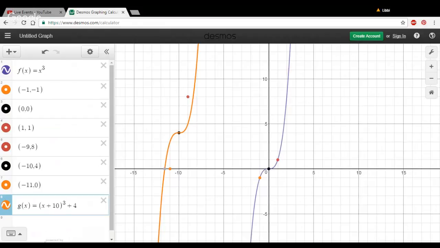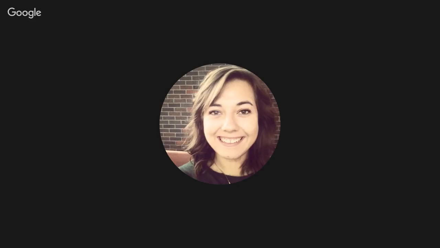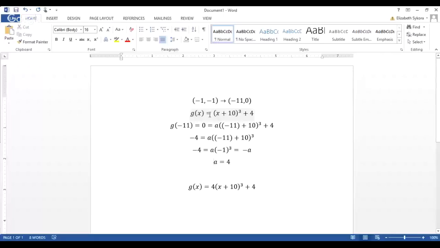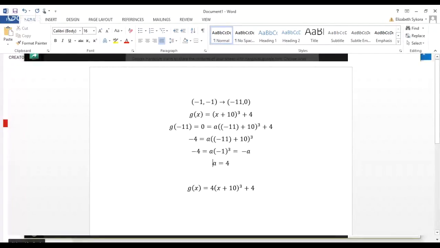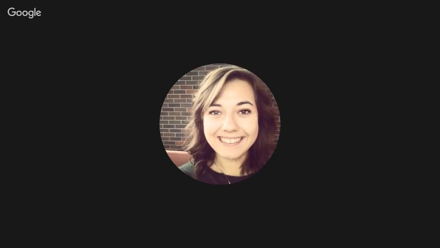So let's see if I can switch my screen to Microsoft Word to show you how we can work this out. We wanted to take that point, -1, -1, that corresponding point, and see how it relates to the point -11, 0, excuse me.